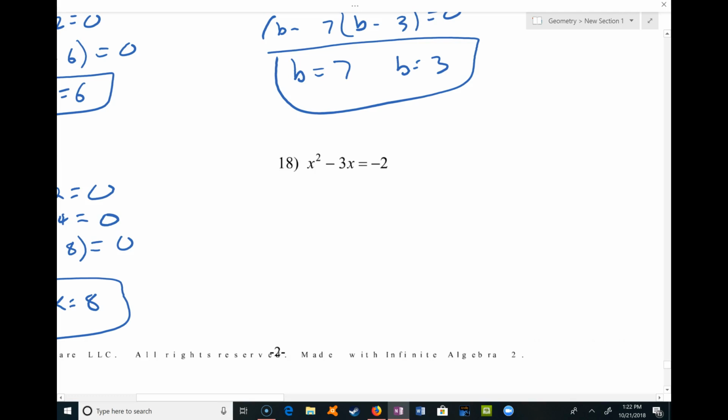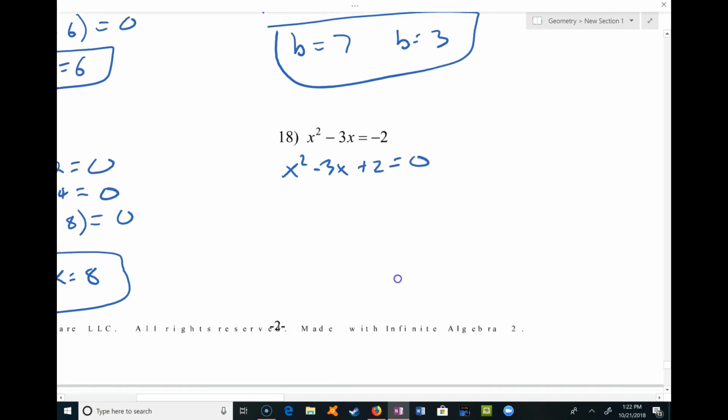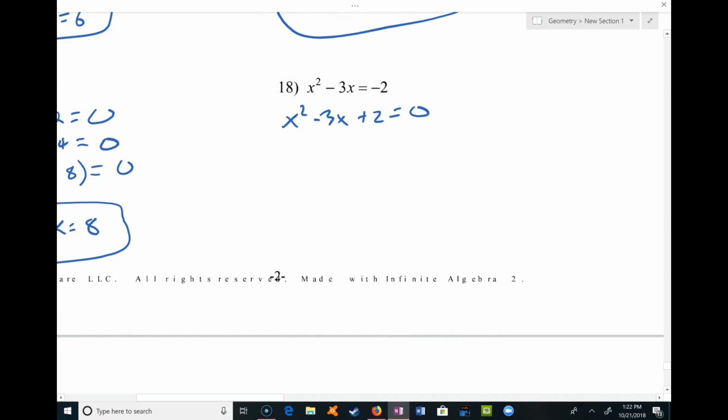x squared minus 3x equals -2, so that would be x squared minus 3x plus 2 equals 0. This will definitely factor, but for a change of pace, I'm going to use the quadratic formula. So let's do x is equal to -b, which would be 3, plus or minus the square root of b squared, which would be 9, minus 4 times 1 times 2. The whole thing's over 2 times 1.